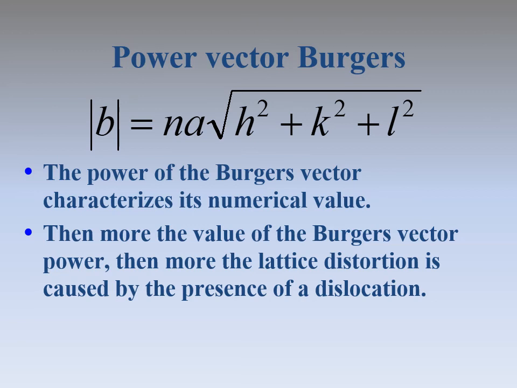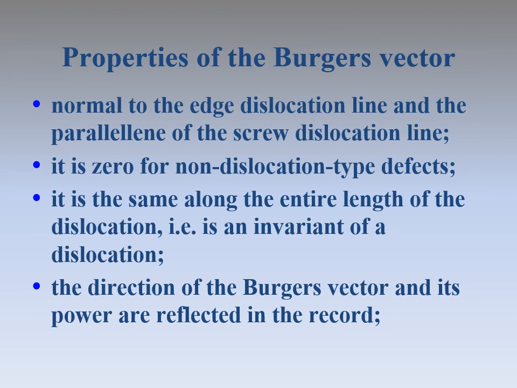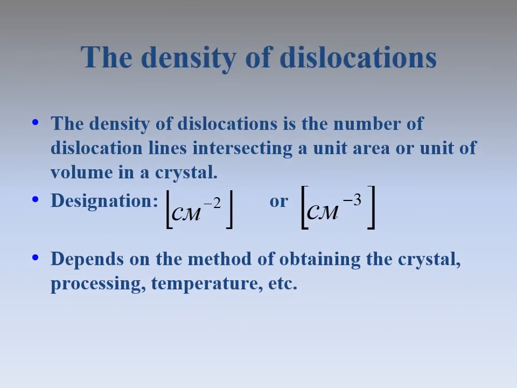Thus, the Burgers vector is a measure of lattice distortion caused by the dislocations. Its numerical value is characterized by power. Dislocation density is the number of dislocation lines intersecting a unit area in the crystal. Its dimension is centimeter minus 2. Dislocation density is an important technical characterization of the qualitative properties of the crystal.